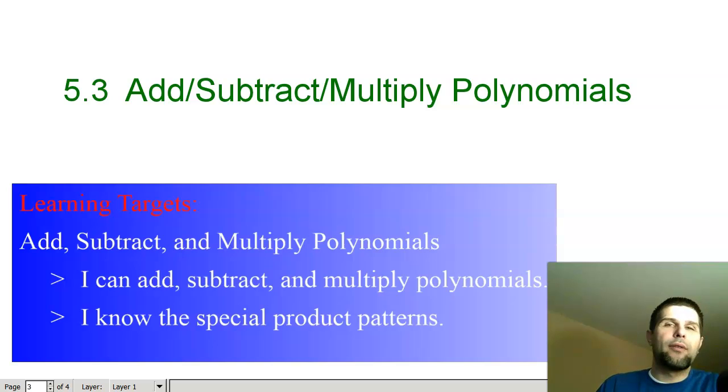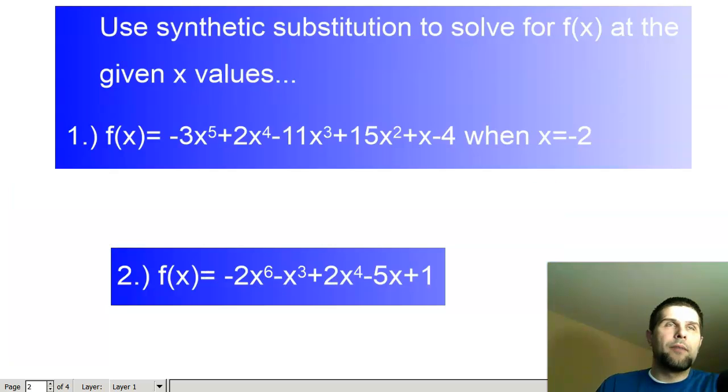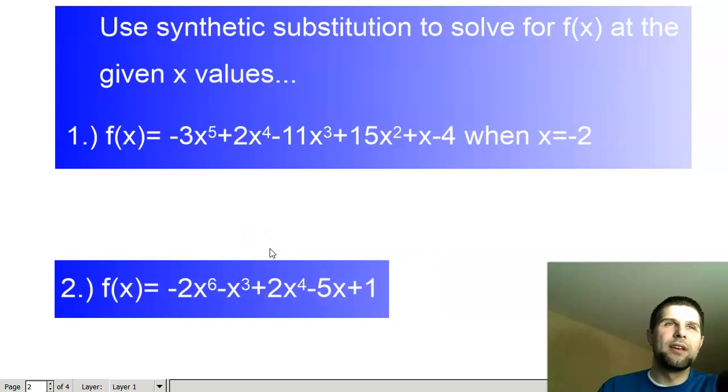To start off with, I want to do a warm-up from yesterday. I want you to pause the video. It says to use synthetic substitution to solve for f of x at the given x values. So go ahead and pause the video, see if you can do these two problems, and then I'll go through them really quickly. All right, first one.